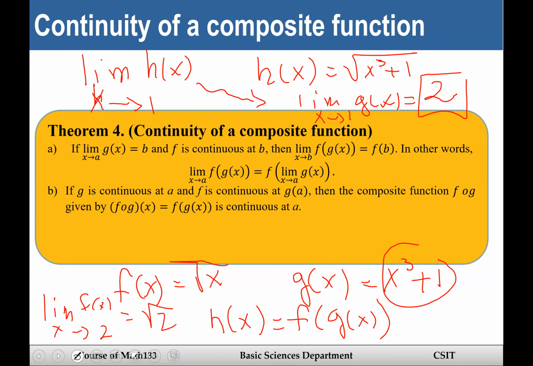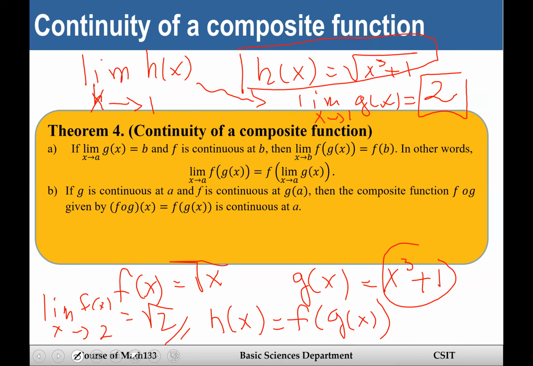And if we find the limit directly on the function h of x when x approaches 1, you will find root 2, and this is exactly what we found with the composition. So here, of course, is a simple example to understand the concept of composition of functions. More interestingly, we will see how to obtain the continuity of a composite function.